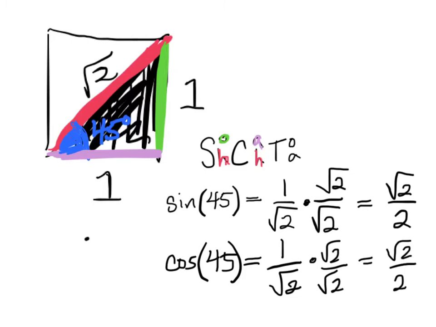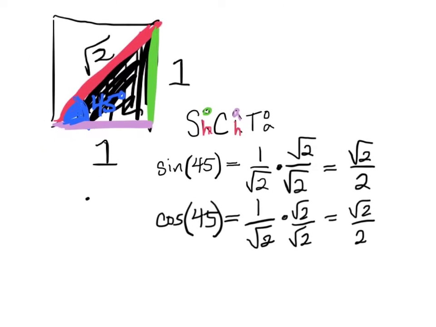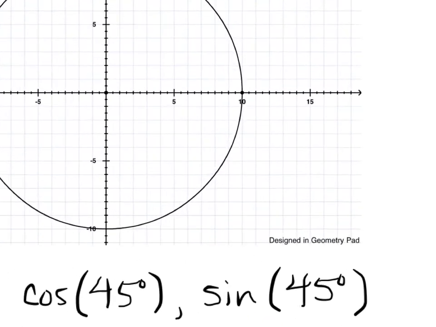Now cosine of 45 and sine of 45 are exactly the same. That should not be surprising because this is isosceles. Will they always be the same? No. They're the same when the angle is 45 degrees because the triangle is isosceles. Okay, so now, back to the unit circle.